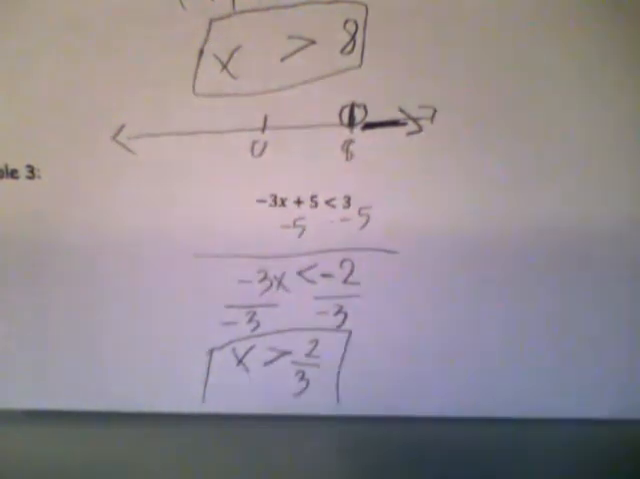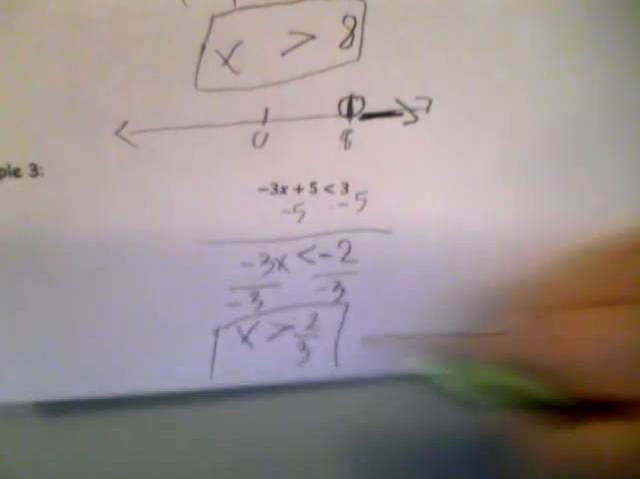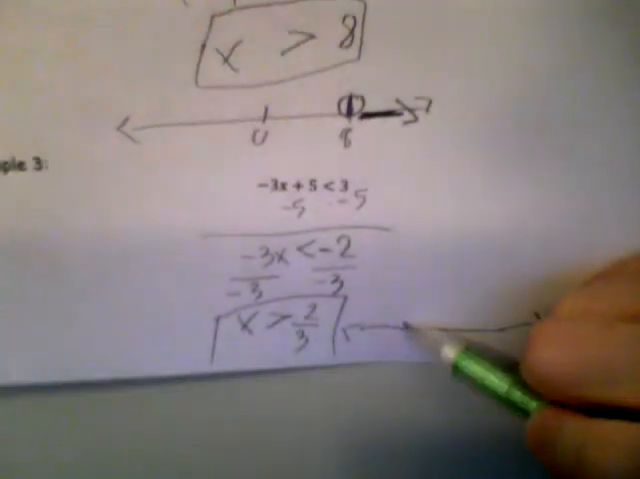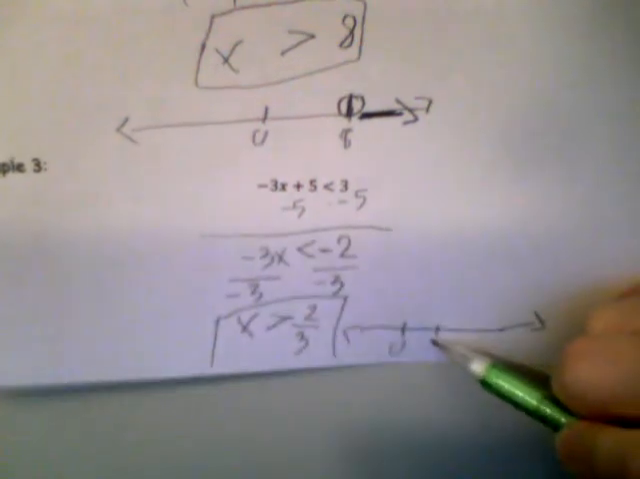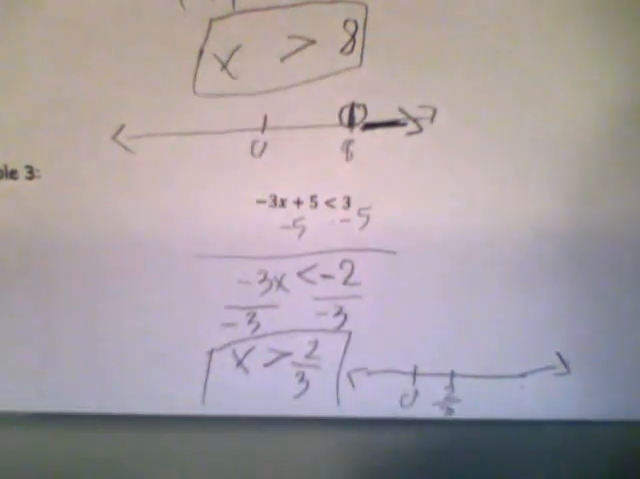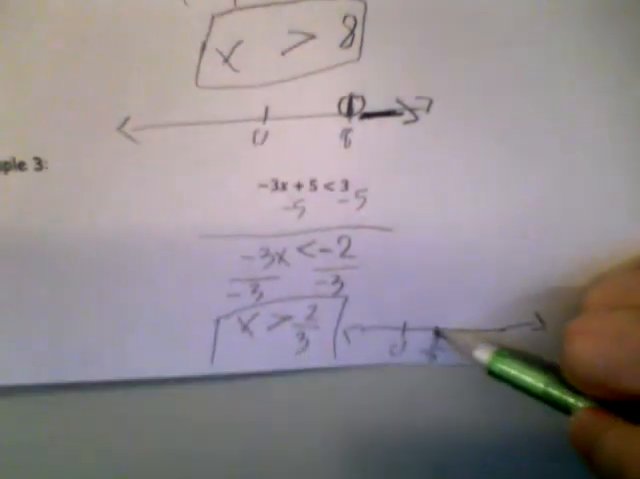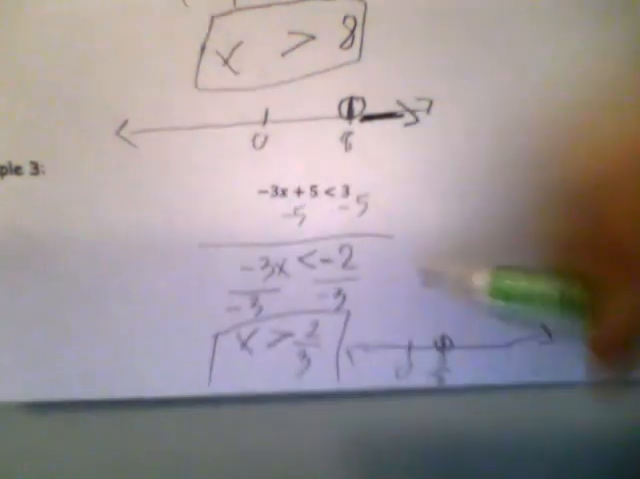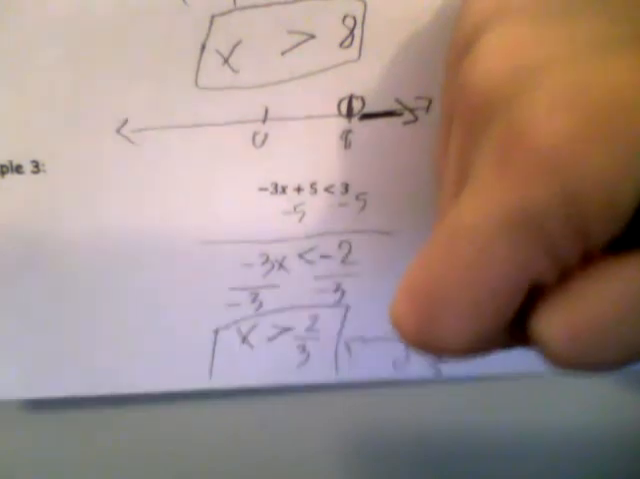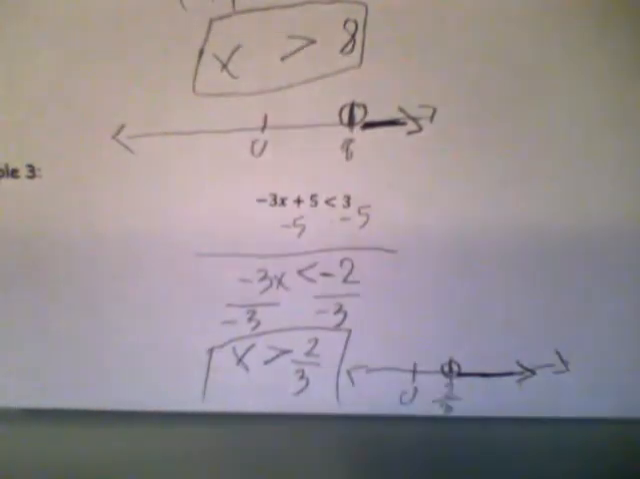Now I just have to graph it. So here I have my number line. And here's my 0. Here is my 2 over 3. Once again, it's going to be an open circle because there's no equal sign under this symbol. So it's going to be an open circle. And I'm going to shade to my right. So that is x is greater than 2/3.